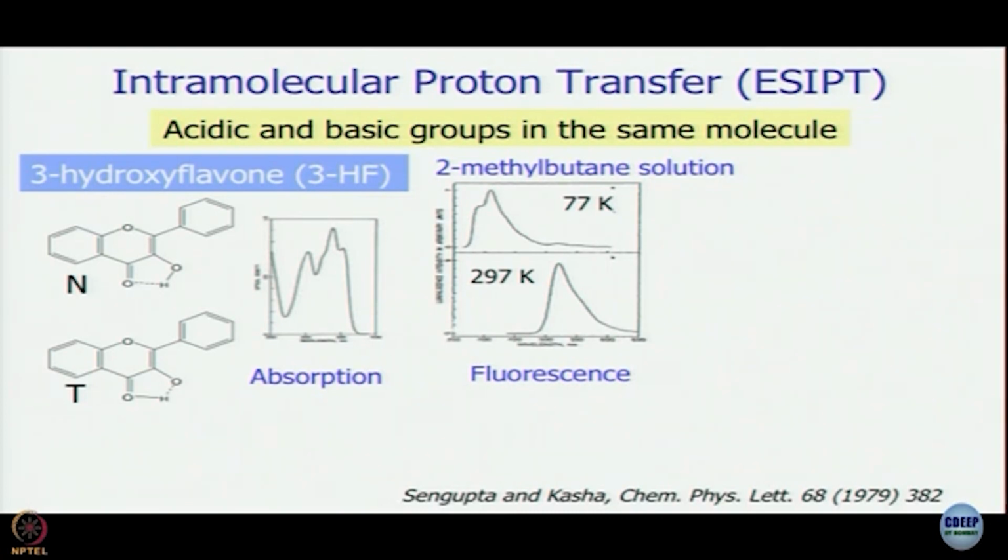To explain this, and that is the time when ESPT was being discussed for the first time through the works of Sengupta and Kasha, they looked at the structure, the ground state structure that is established, and you can see there is a phenolic OH and there is a carbonyl group oxygen. So, one might expect that upon excitation this proton goes from this oxygen to this oxygen, and from this ground state normal form it forms a tautomeric form in the excited state.